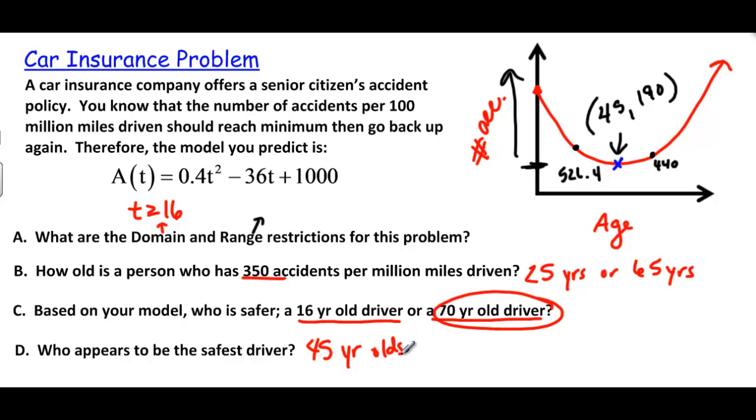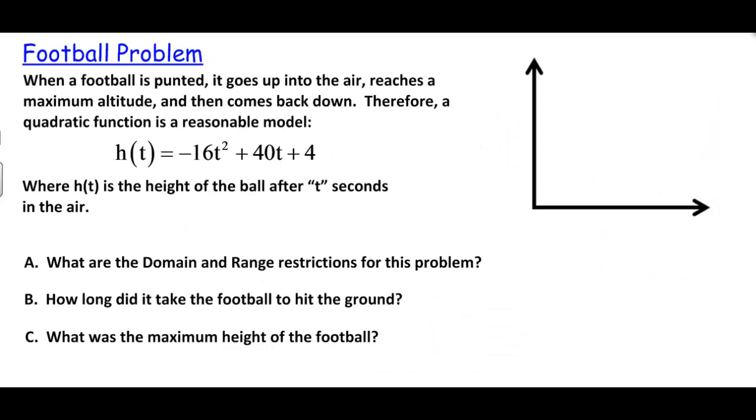Okay. So let's go on to our last example, the football problem. You're going to see more problems that look similar to this, but we can give you an array of problems. When a football is punted, it goes up in the air, reaches a maximum altitude, then comes back down. Therefore, a quadratic function is a reasonable model.